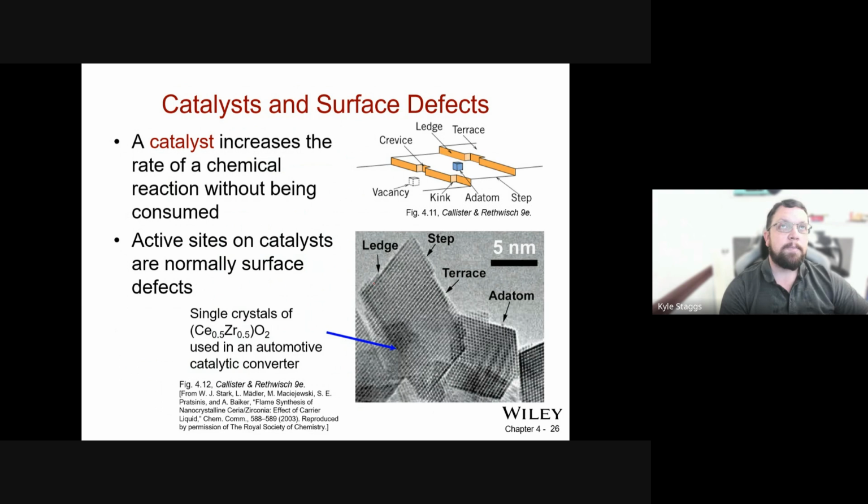So the kinds of defects that you can find: a vacancy, a kink or a crevice, a ledge, a terrace, an adatom, which is just a random piece sticking up by itself, like shown here. You can find a terrace, so a flat spot. You can find a step that's in between a couple things. So you've got a step. You might actually have 2 there. It's a little hard to tell. You have a ledge.